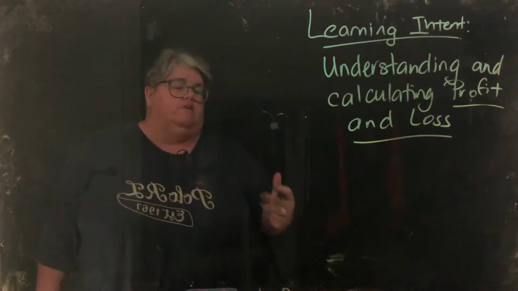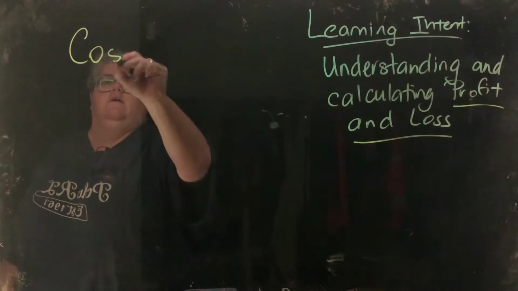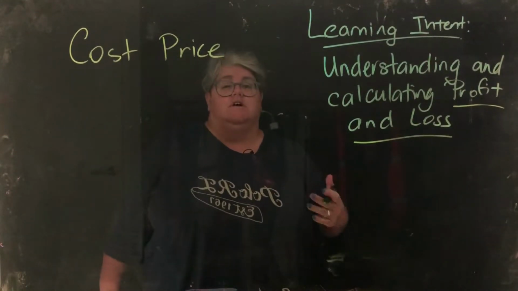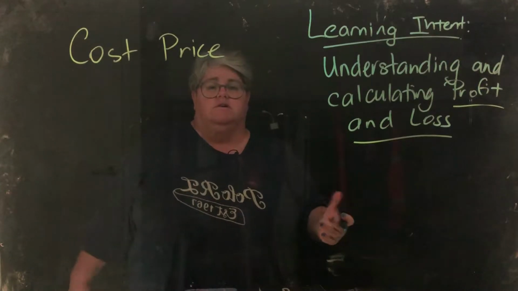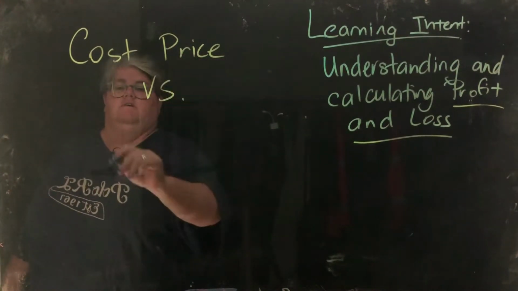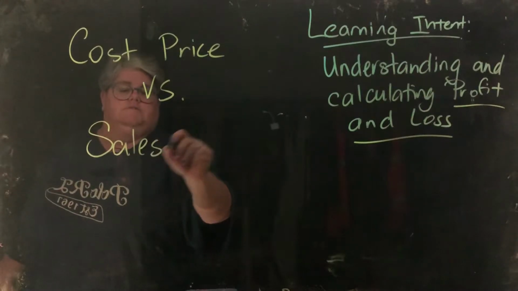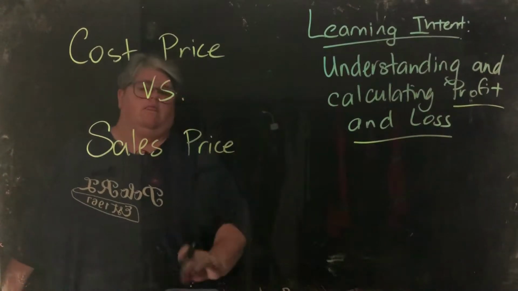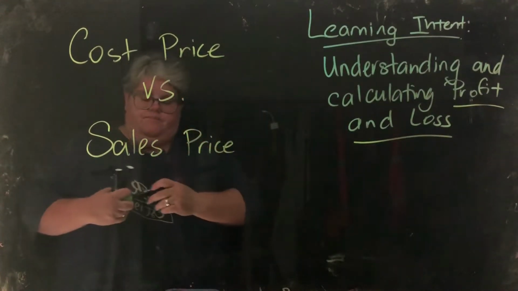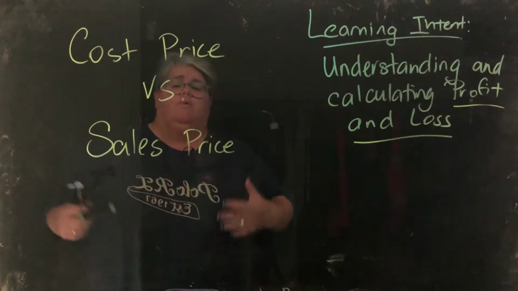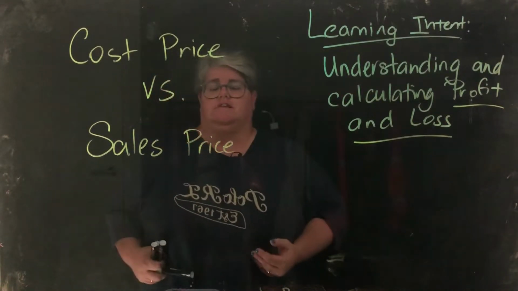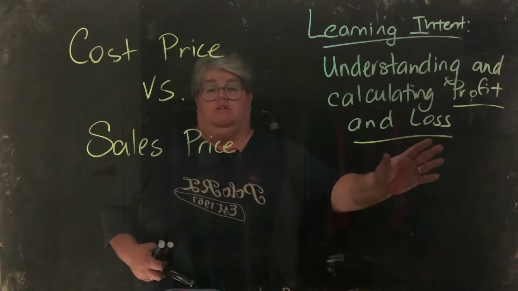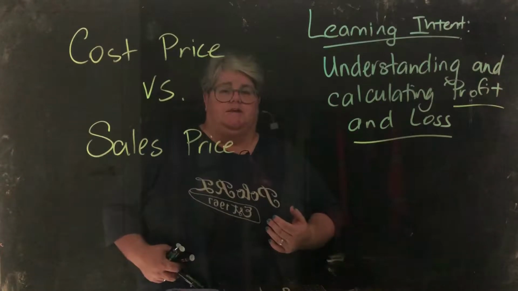So when we're talking about profit and loss, we're talking about the difference between a cost price, so that's how much it cost a business to make a particular product, versus our sales price. Just like in our last lesson, we talked about discounts, and that's fine to give in business, but we need to know that we're not giving so much of a discount that we're going to be making a loss. So let's get started.